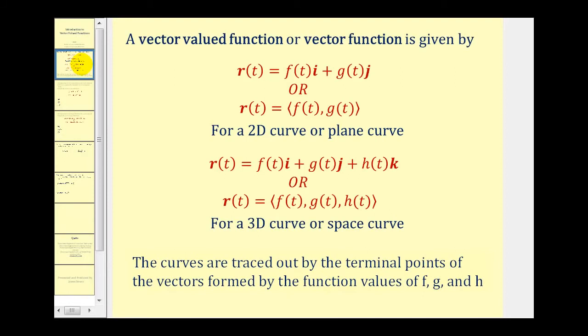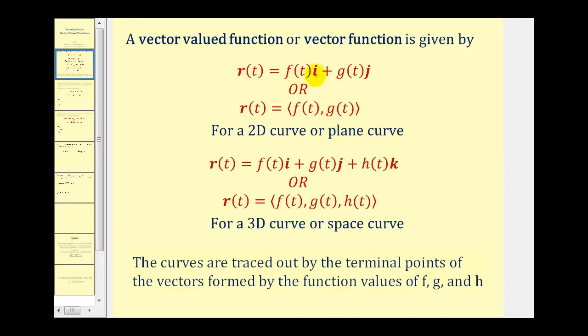A vector-valued function, sometimes called a vector function, is given by a function in this form. The vector-valued function r of t is equal to f of t times a unit vector i plus g of t times a unit vector j, and we can also express this in component form. And this would be for a 2D curve or a plane curve.